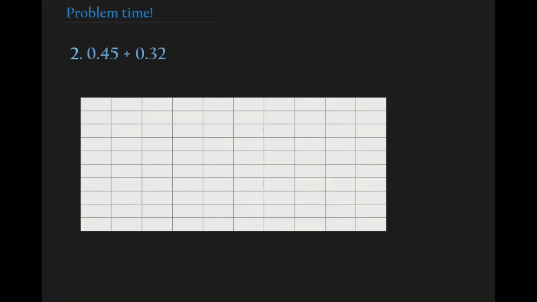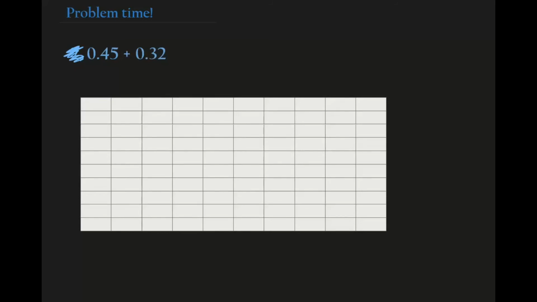Problem time. So guys, now I want you guys to pause this video and try this problem out by yourself. And don't mind the 2, it's supposed to be 1. So your problem is 0.45 plus 0.32. Use a grid and try to solve this by yourself. Okay, assuming that you tried it out, I'm going to show you what to do now.